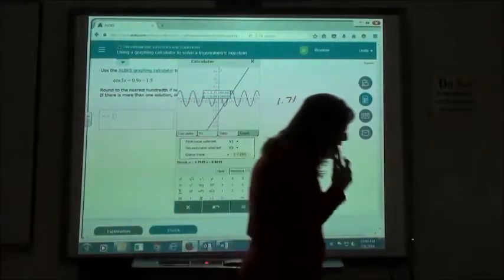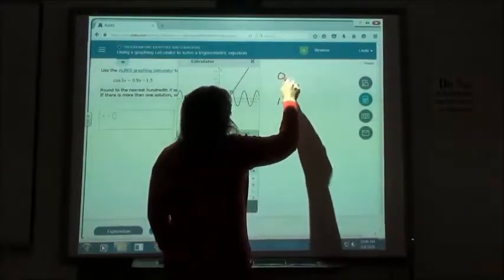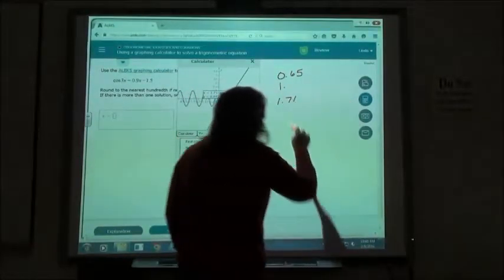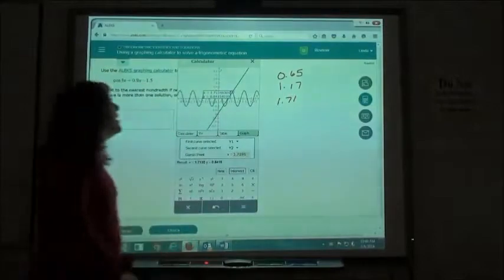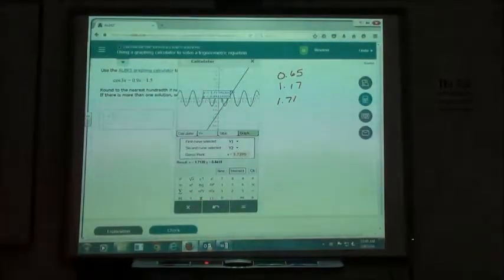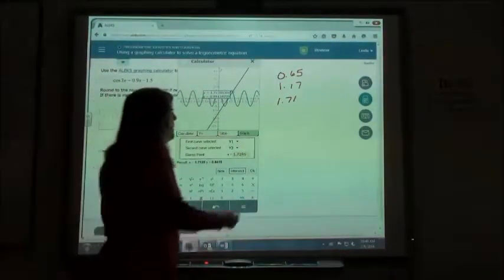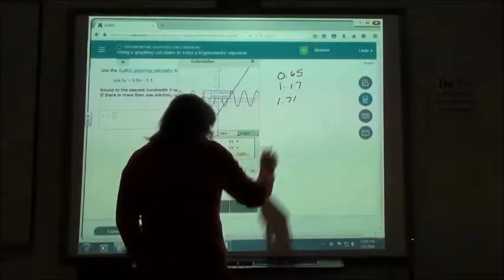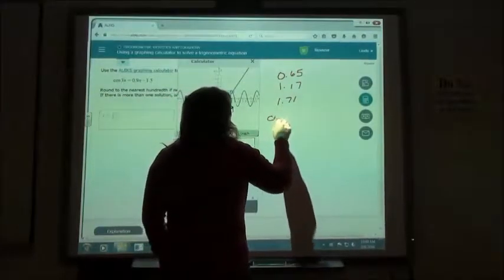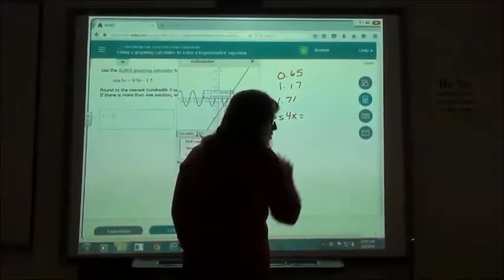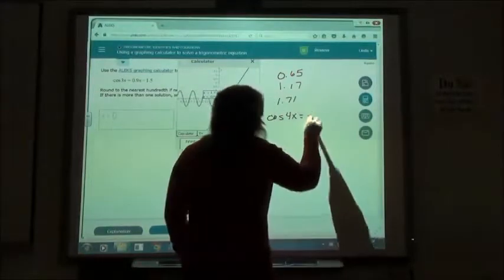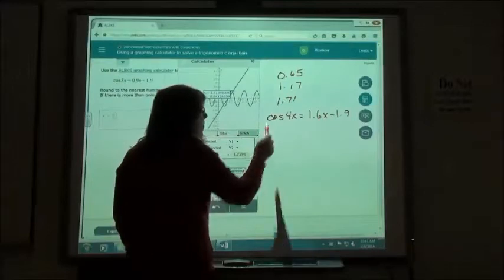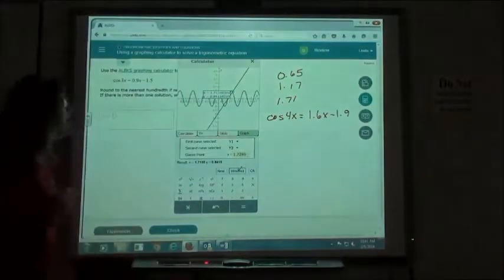So again, our three answers there: 0.65 was our first solution, 1.17 was our second solution, and 1.71 was our third solution. So for number 2, where we had the sine, or not the sine, we had cosine, cosine of 4x equals 1.6x minus 1.9. Those would be the 3 points that those two equations would have in common.